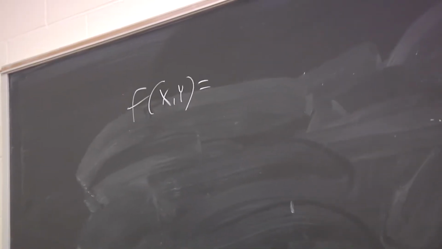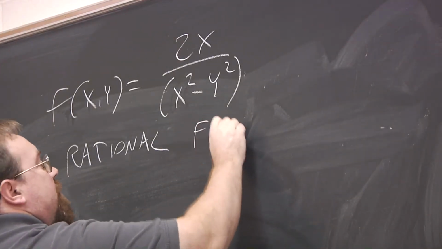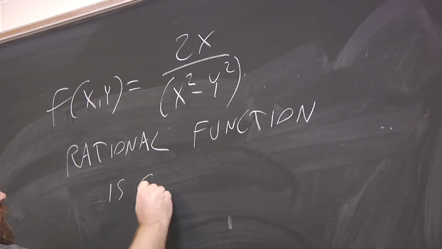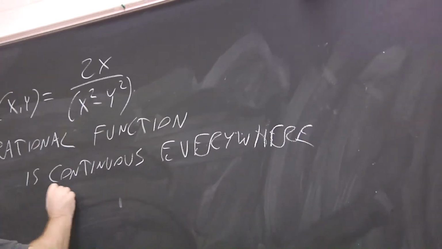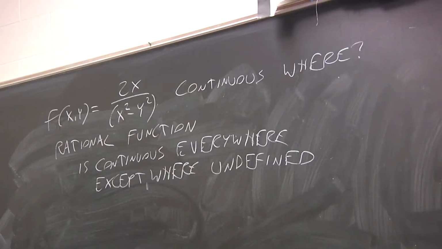Suppose we have this function of two variables that is an algebraic function. This is an example of a rational function. A rational function is continuous everywhere except where it is undefined, as opposed to polynomials, for instance, that are continuous absolutely everywhere. Where does it fail to be continuous?